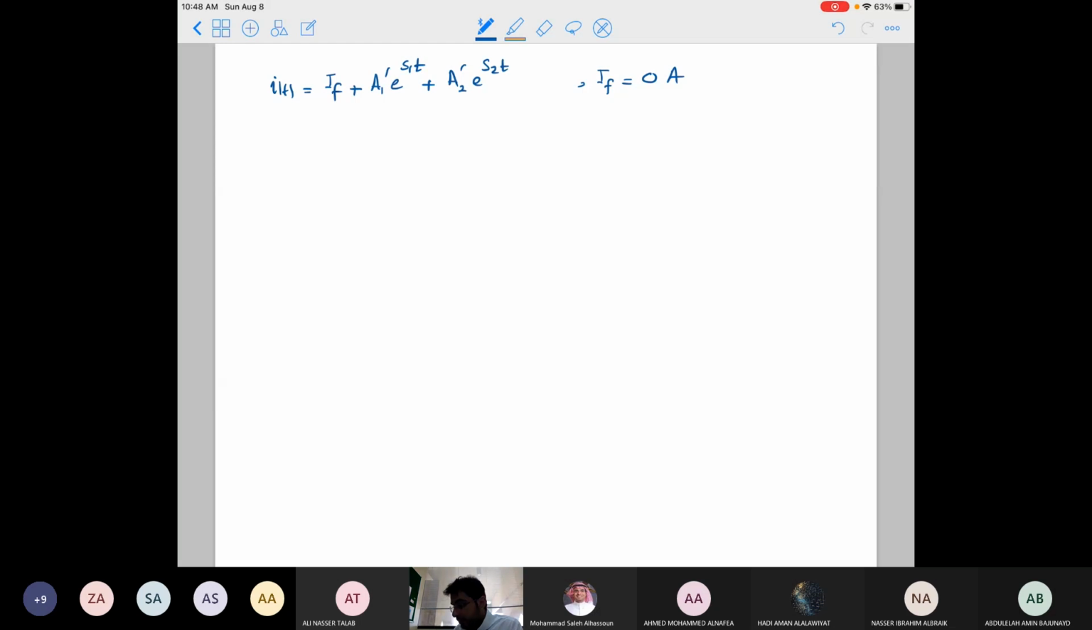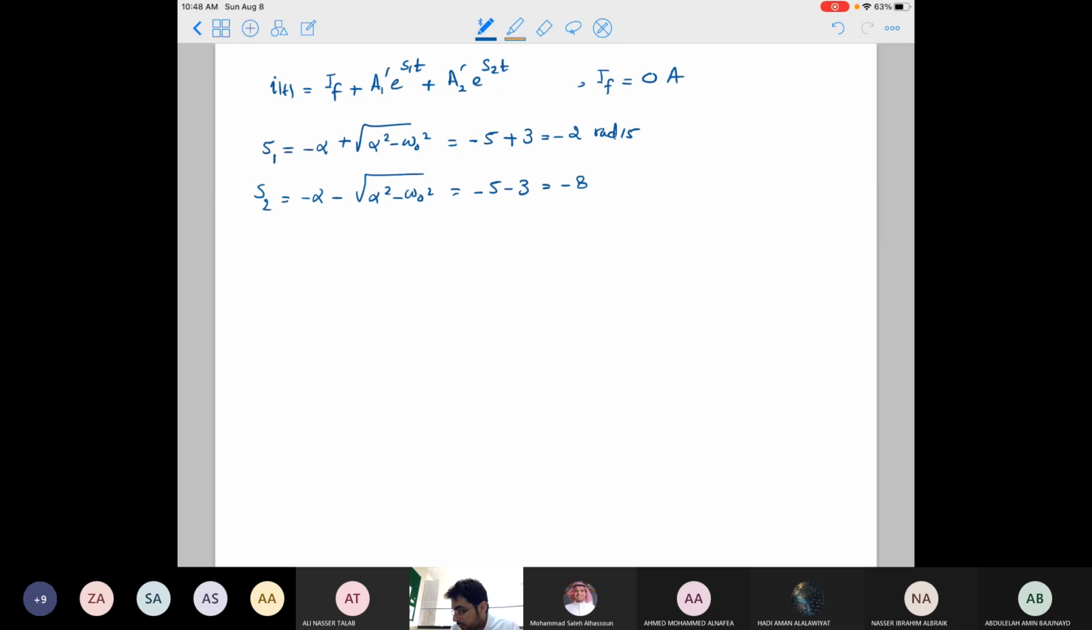So now what I need to do is find S1 and S2. I know for overdamped, S1 is minus alpha plus the square root of alpha squared minus omega naught squared. S2 is minus alpha minus the square root of alpha squared minus omega naught squared. If I do the calculations, I will get minus 5 plus 3, and this is going to give me minus 2 radians per second. For S2, I get minus 5 minus 3, and this is going to give me minus 8 radians per second.